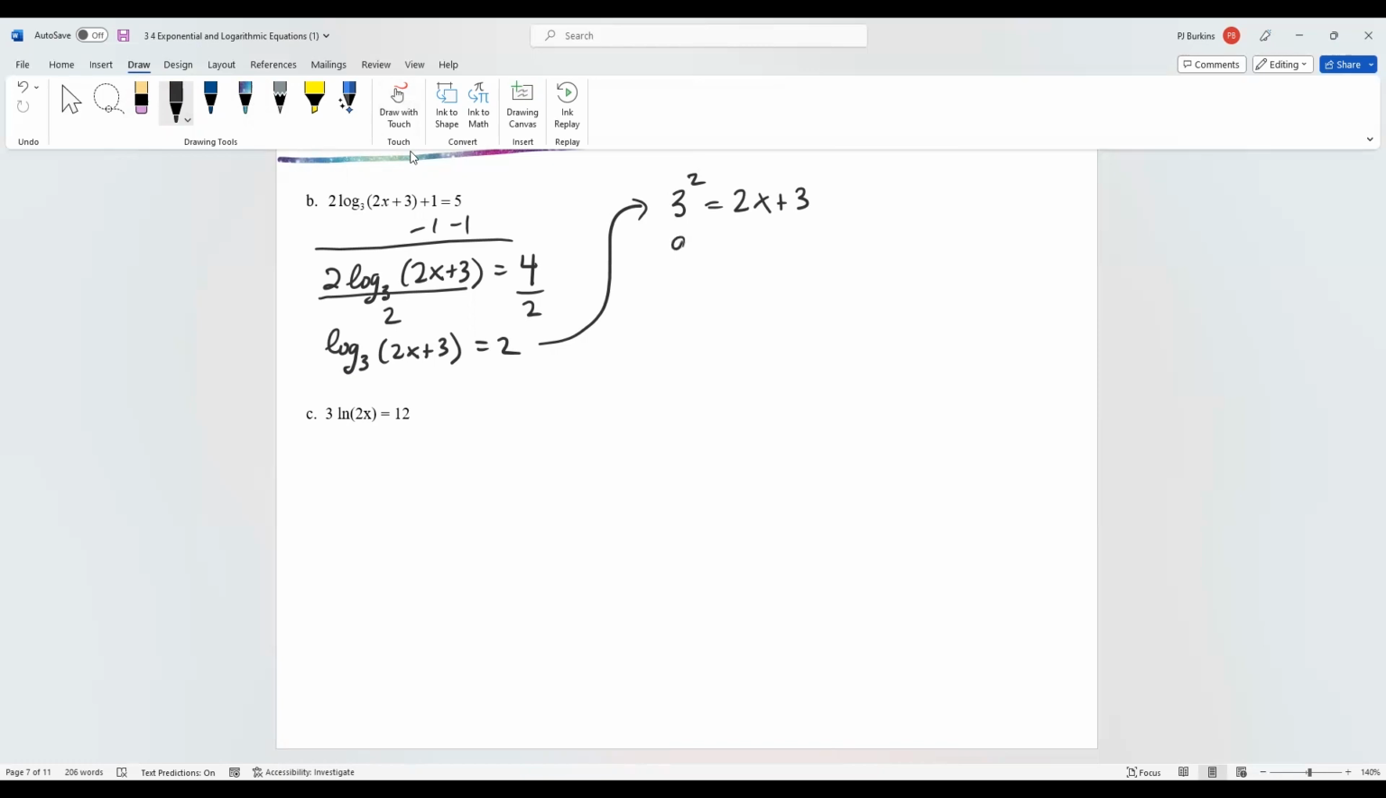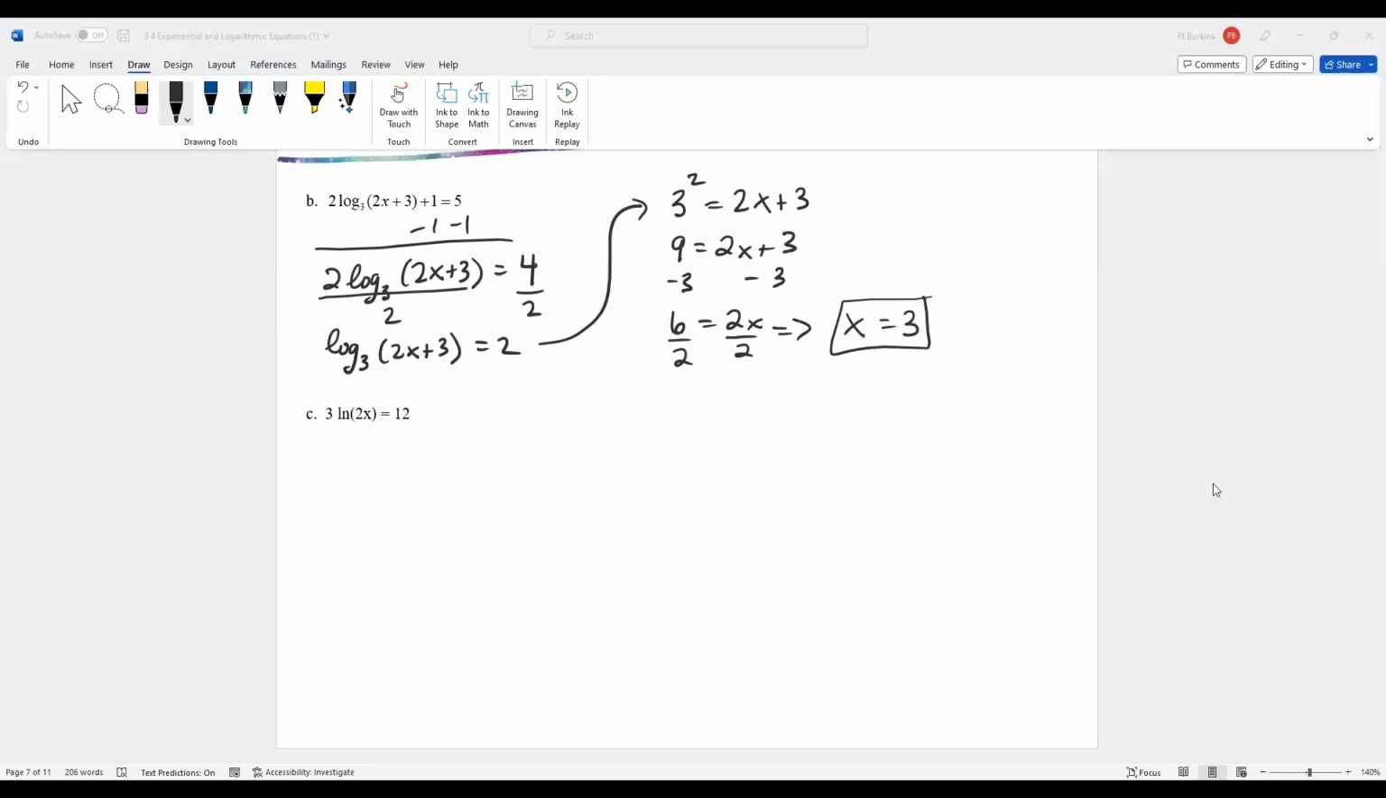3 to the second power is 9. And at this point, I just need to subtract 3 from both sides and get 6, and divide by 2. And I get x is 3. All right, so let's plug it into the original and make sure that it still works. So we have 2 log base 3 of 2 times 3 plus 3, equals 4. It's okay if I do it correctly, right?